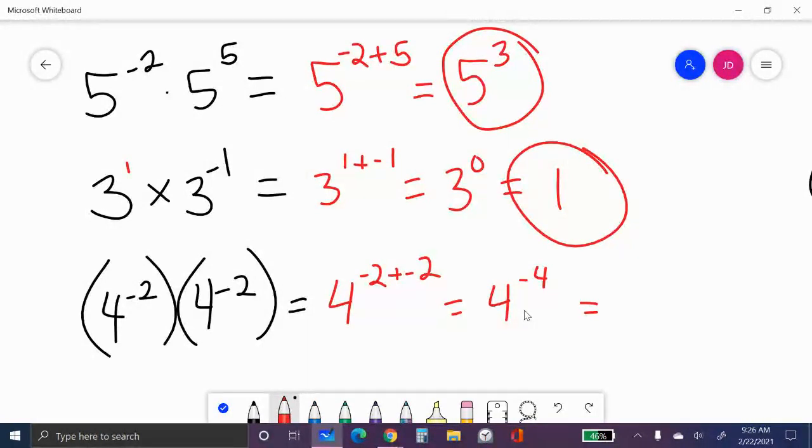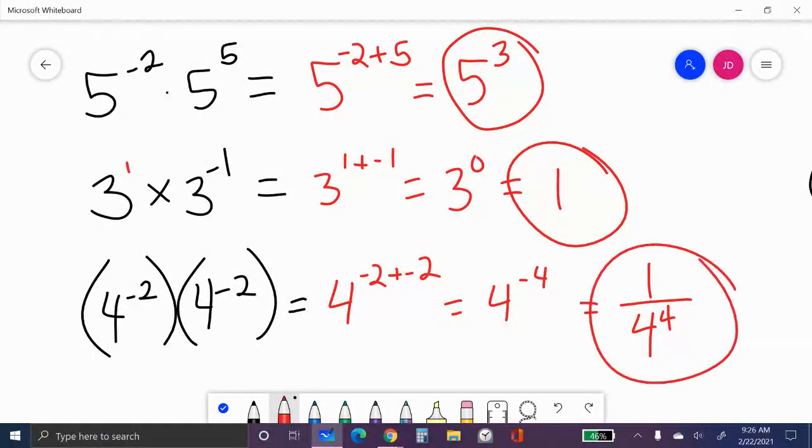If it's asking for a negative exponent, you leave it like this. But if it's asking for a positive exponent, you have to flip it over the fraction. So it's 1 over 4 to the positive 4. Depending on what is asked for, both answers would be accepted, but in most cases they're going to ask for a positive exponent. And so, if that's the case, you have to flip the negative exponent over the fraction bar.